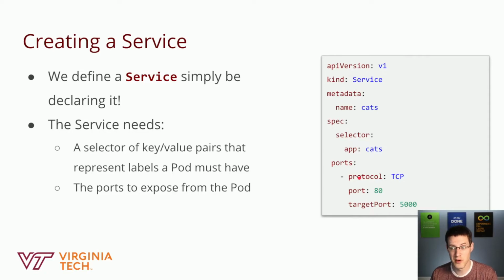So I'm going to expose the service on port 80, but I'm going to send any traffic that comes to the service on port 80 to the target port 5000. And so the target port 5000 is the port number of the pod that in this case has a label of app and a value of cats.